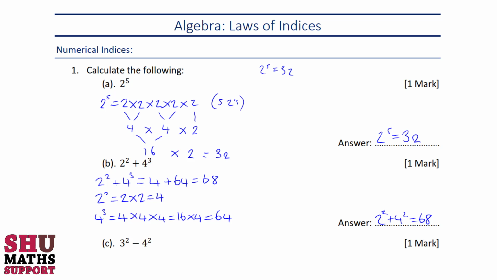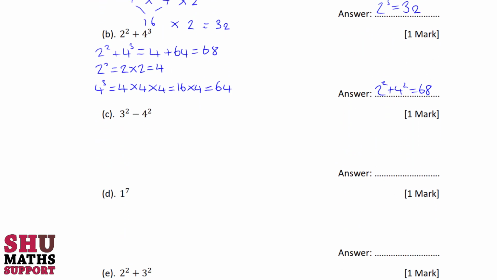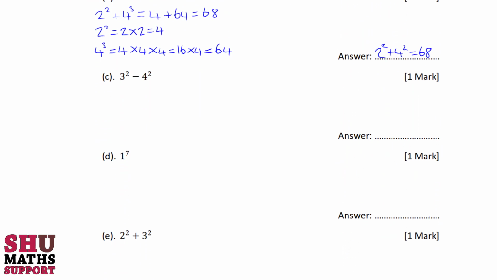So we'll do one more example. We've got 3 squared minus 4 squared. So I'll just write that underneath. We have 3 squared minus 4 squared is equal to, and we'll split this up again as two different terms. We have 3 squared, which is 3 times 3, which is 9. And then we have 4 squared, which is 4 times 4, which is equal to 16. So that means we have 9 minus 16, which is equal to minus 7. So we have a final answer of 3 squared minus 4 squared is equal to minus 7.